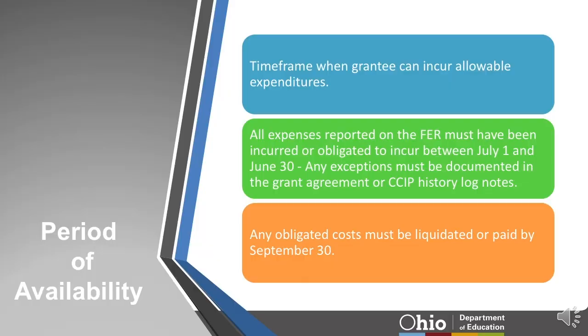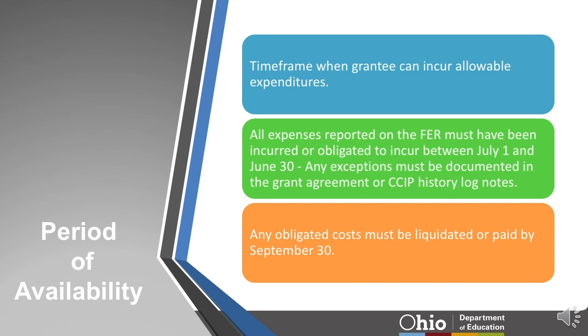questions. The time frame a grantee can incur allowable expenditures is referred to as the grant's period of availability. The period of availability begins on the substantially approved date and ends on the project end date. The FER is the method used to report the paid expenses that were incurred and obligated during the grant's period of availability.